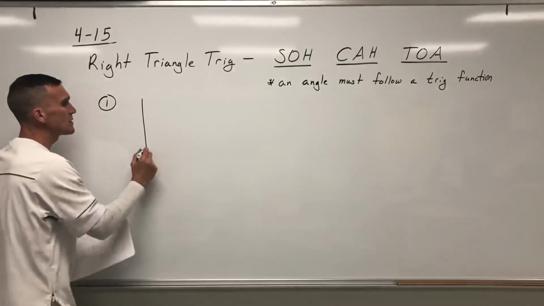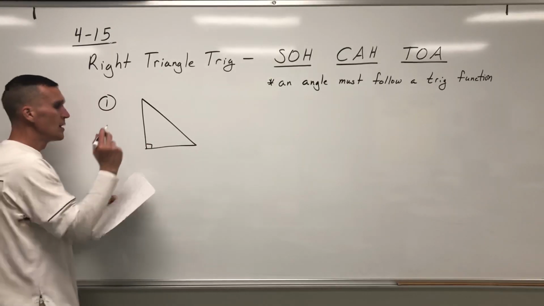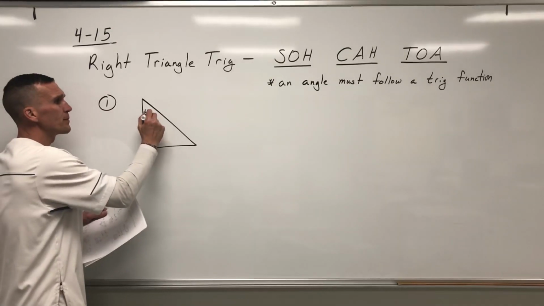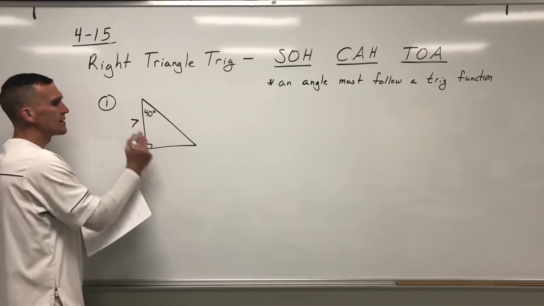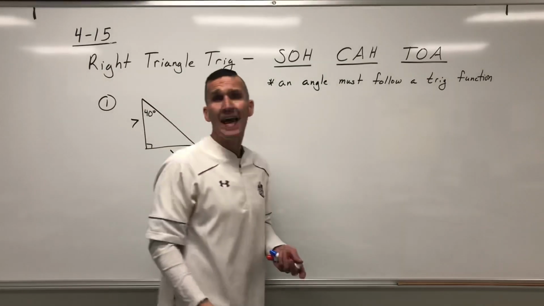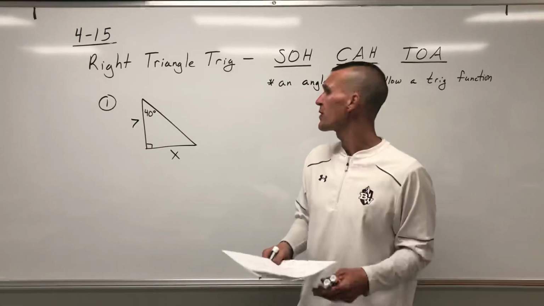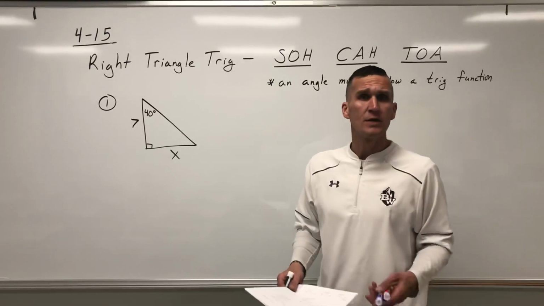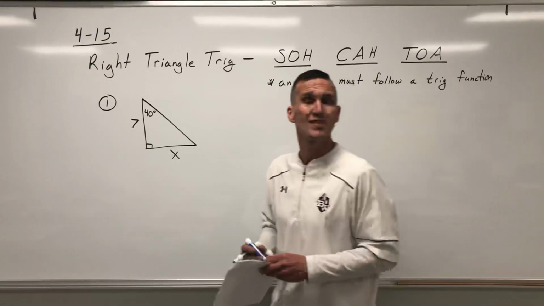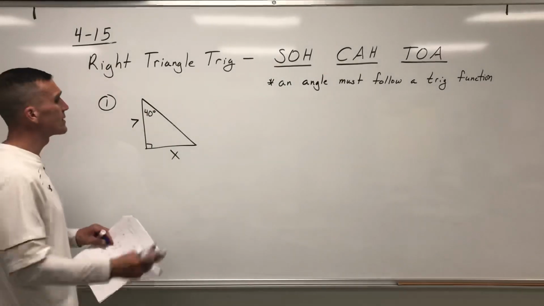Number 1 has a right triangle. Sorry if my right triangles are ugly, but I'm gonna give it 40 degrees up here. I'm going to give this side 7 and this side x. So once we have an angle given to us, we know that we're going to use right triangle trig. We're not going to use the Pythagorean theorem. The key is, which trig function should I use? Sine, cosine, or tangent? And in order to know that, I label my sides.